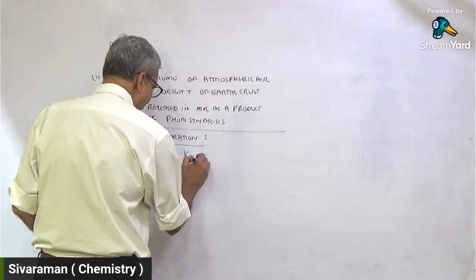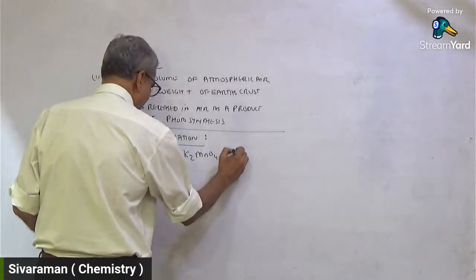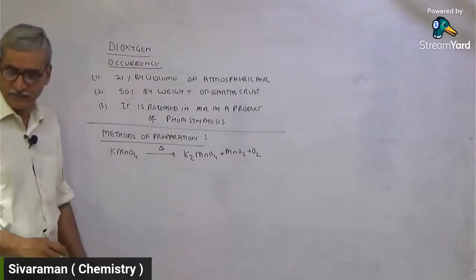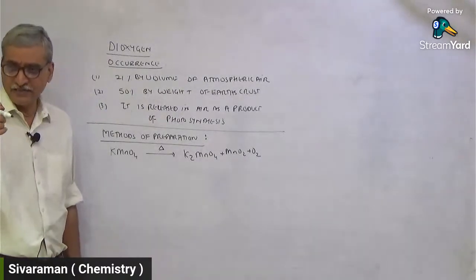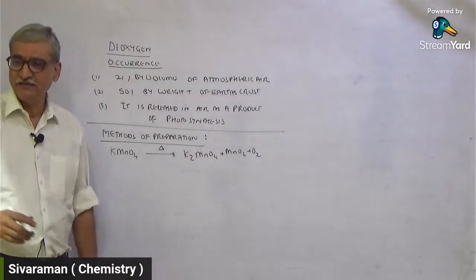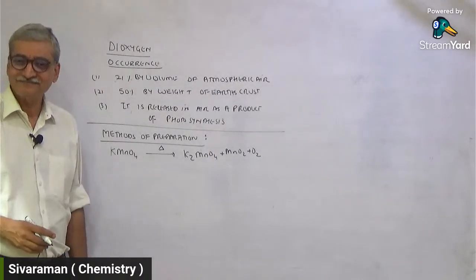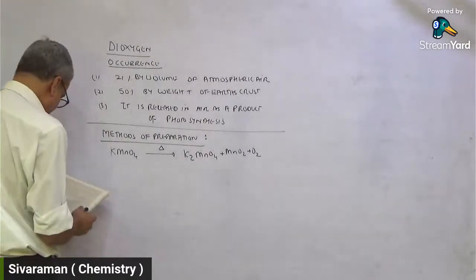It will form K2MnO4 plus MnO2 plus O2. So oxygen. More burning will take place. That heat will decompose ammonium nitrate. It will generate nitrogen gas. Nitrogen gas will expand. No scope for expanding in the pressure cooker. It is a blast. You understood?